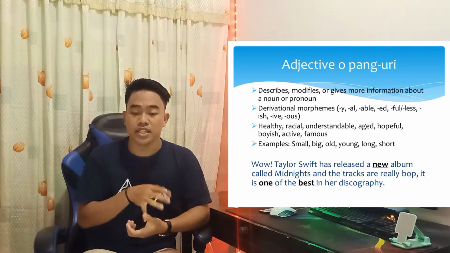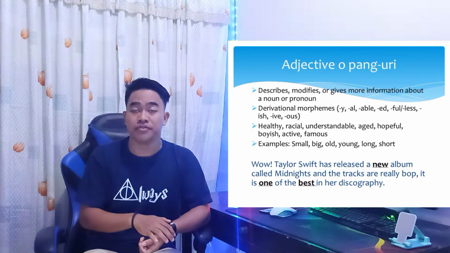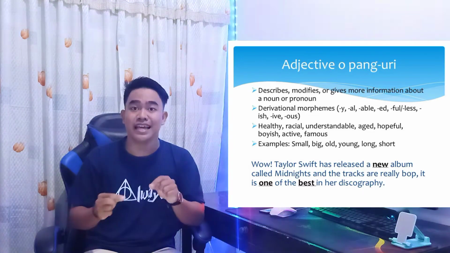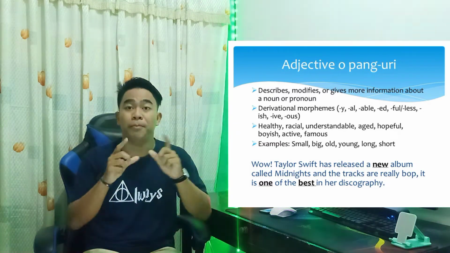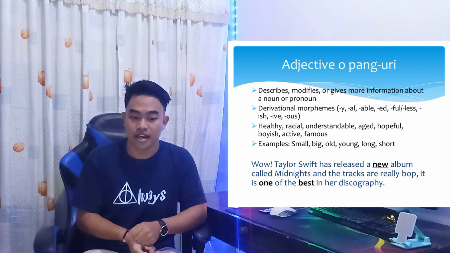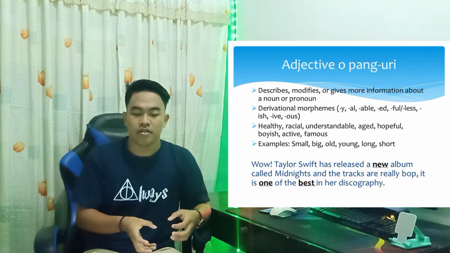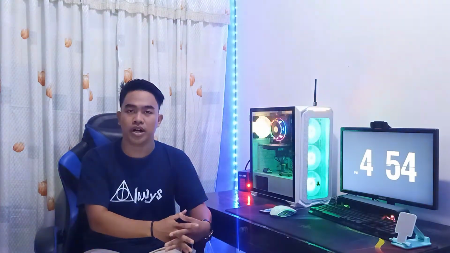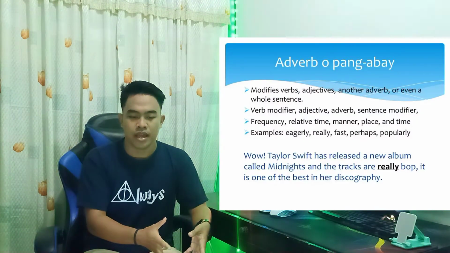In the sentence, new describes that Taylor Swift has released a new album. And best says that it is one of the best in her discography. These adjectives really describe and modify and give information about the sentence, because in the sentence there are nouns and pronouns in it. Now, let's go to adverb or pang-abay.